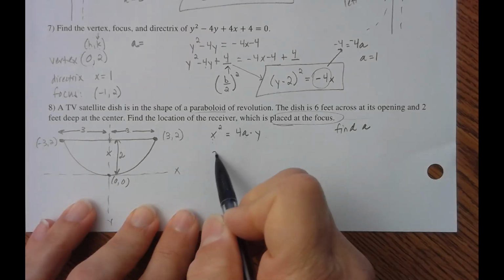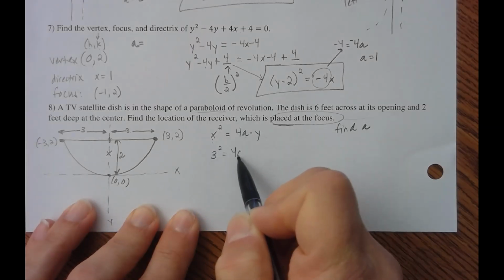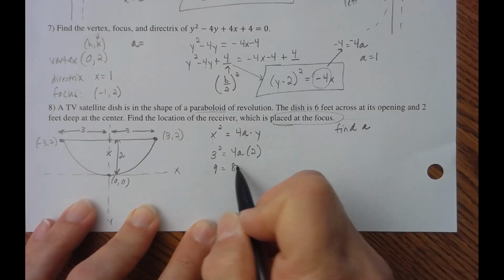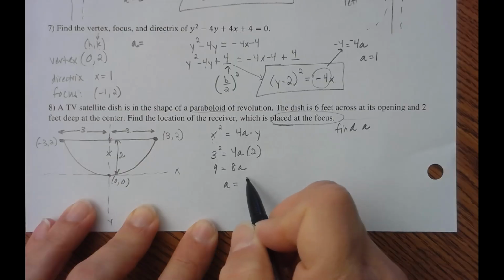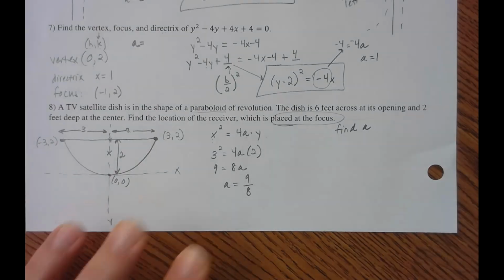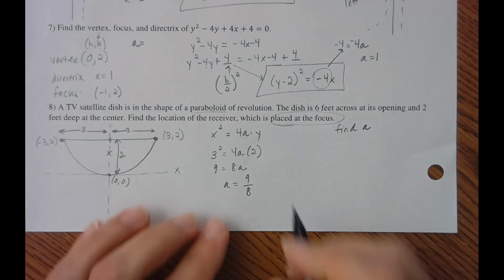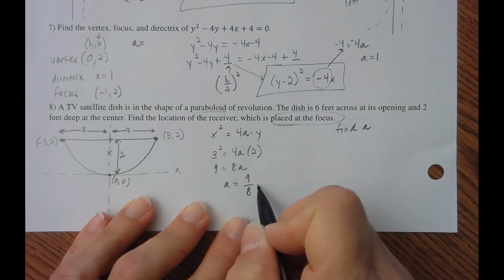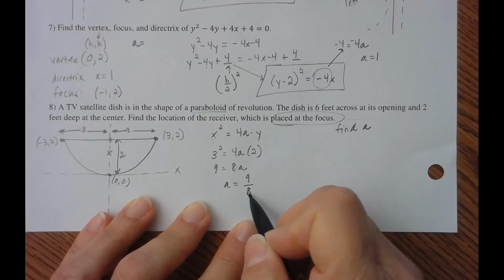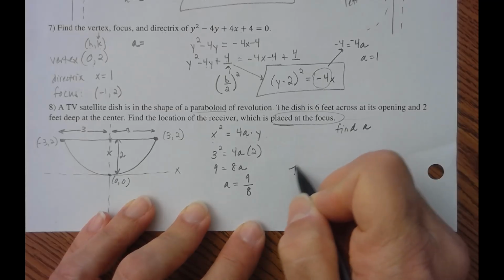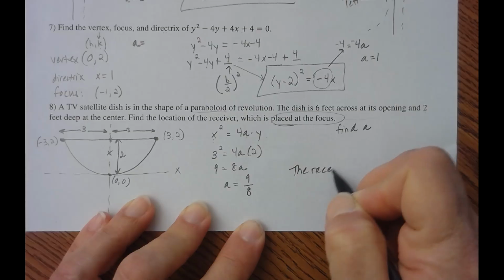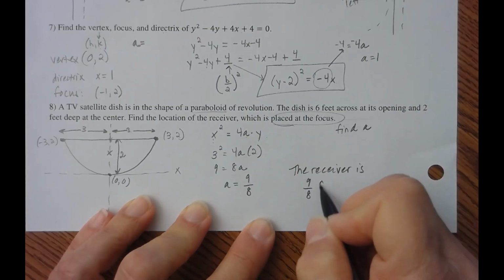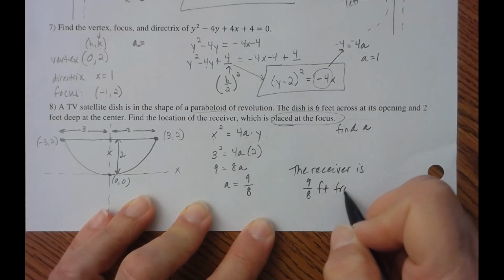So I put 3 in for x, 2 in for y. Do a little simplifying, and I find out a is 9/8. If you want to change it to a decimal, you can. I believe that's going to be 1.125. So I know the a value. This means the receiver is 9/8 feet from the vertex.